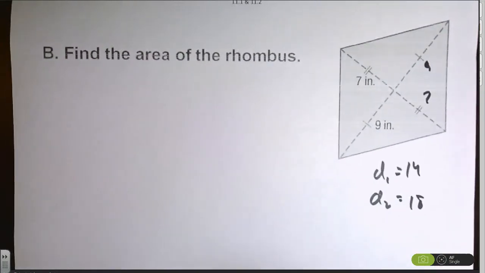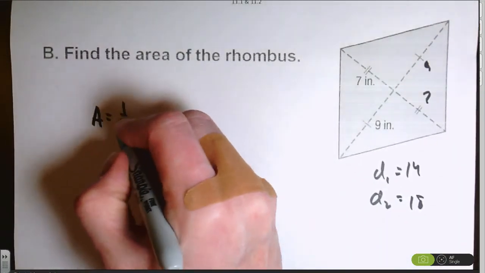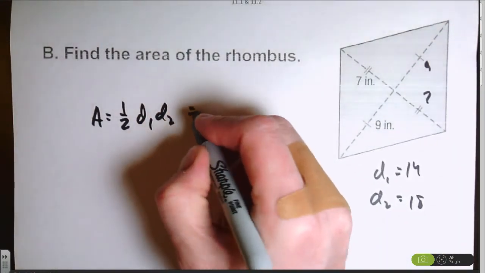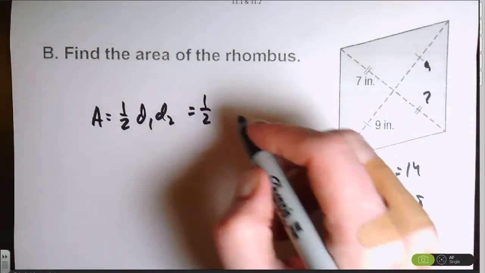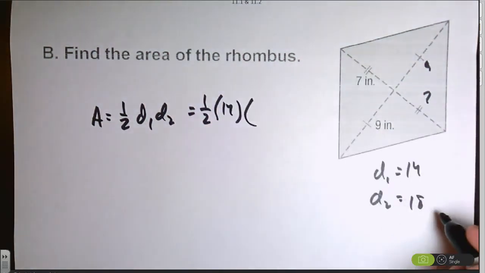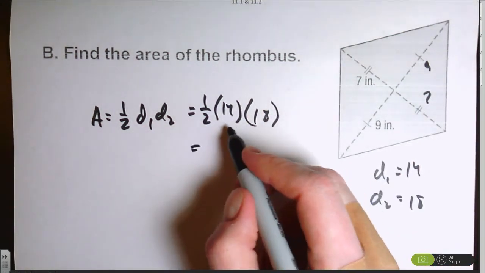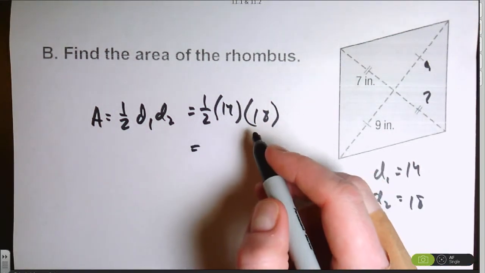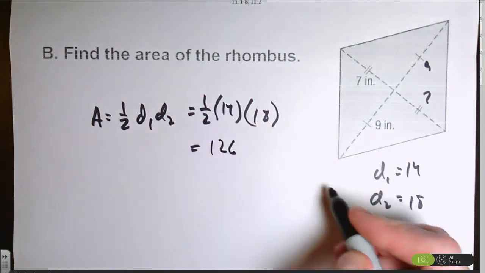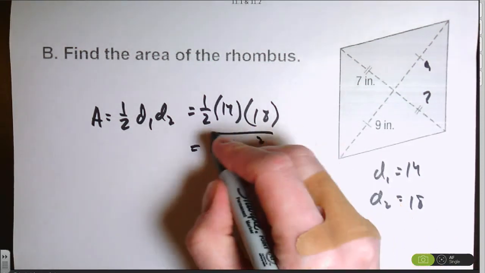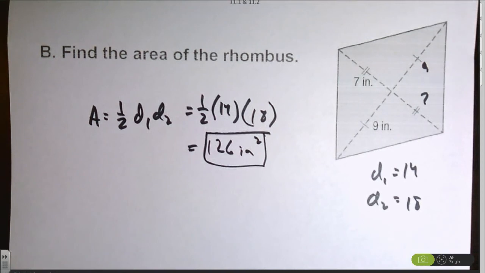So the area then is 1/2 d1 times d2, 1/2 diagonal 1, which is 14, diagonal 2, which is 18, and that gives us then 14 times 9, which is 126 inches squared. There's the area of that rhombus.